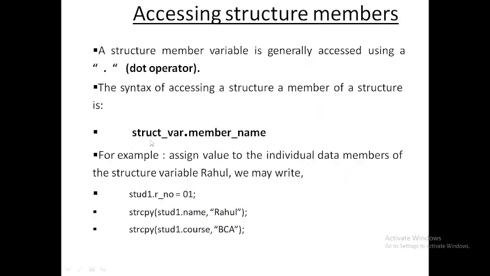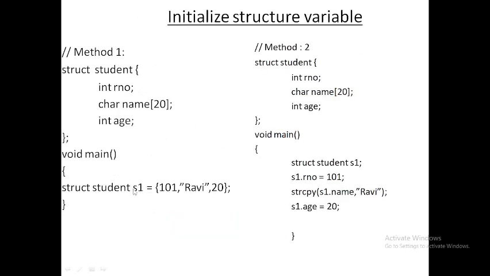What I have written here is structure variable dot member name. So what is a structure variable? S1 is the structure variable, and here it contains 3 members, so we can assign 3 values like this. The first value will go to roll number, the second will be stored within name, and the third will be stored within age. This is method number 1.